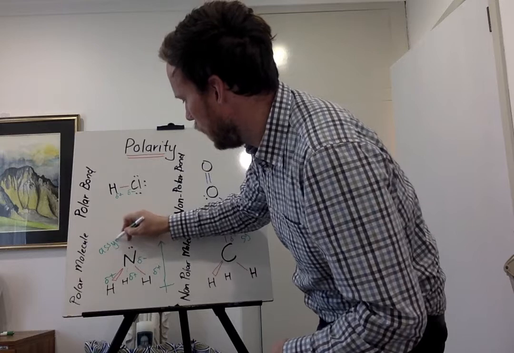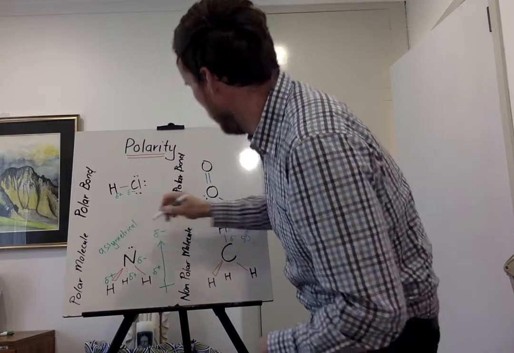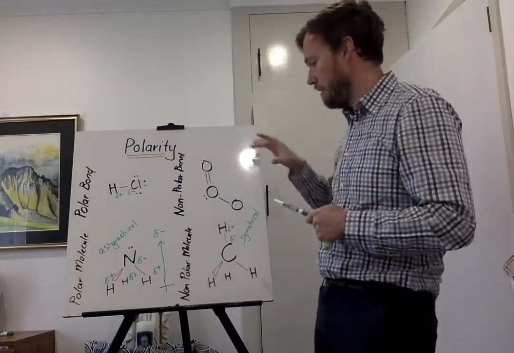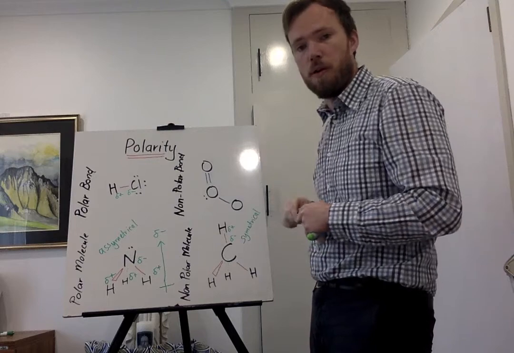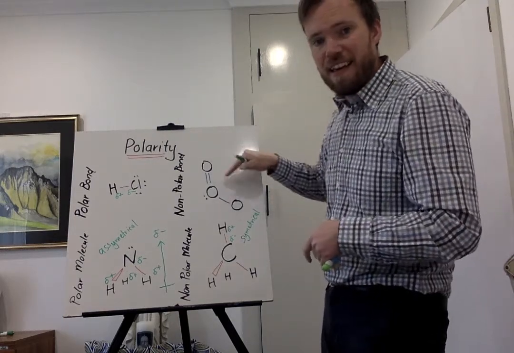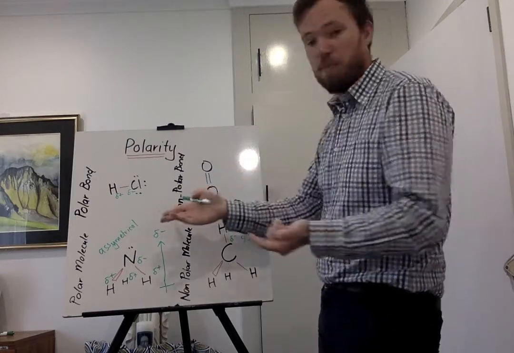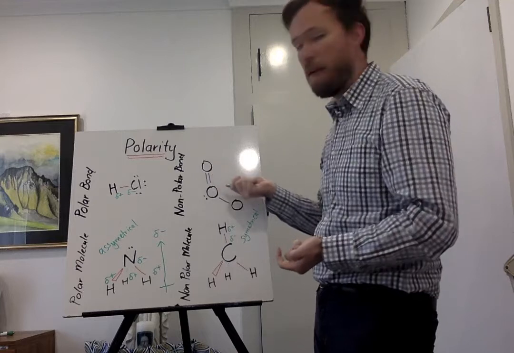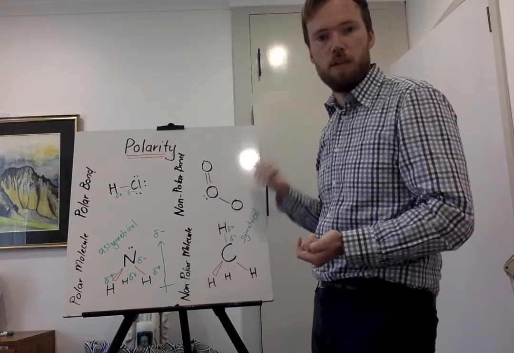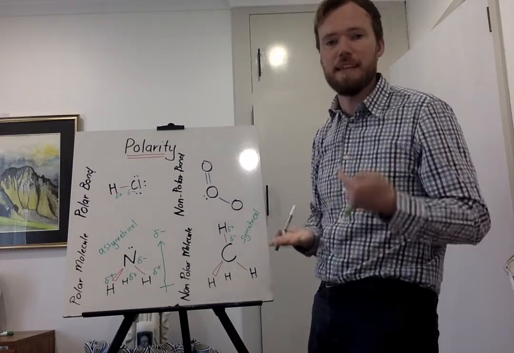A good example of something that is asymmetrical but is actually non-polar is this ozone, this O3 over here. The reason it is not a polar molecule, even though it's not symmetrical, is because it doesn't have polar bonds. It has non-polar bonds because of the similar electronegativity.